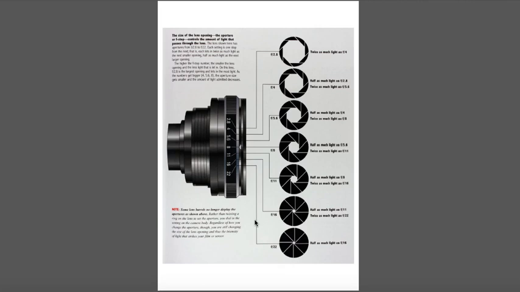And here's a diagram that just shows the different apertures. And when we're talking about full stops, every time you change your aperture setting by a full stop, in one direction you're cutting the light exactly in half, and in the other direction you're exactly doubling the light.